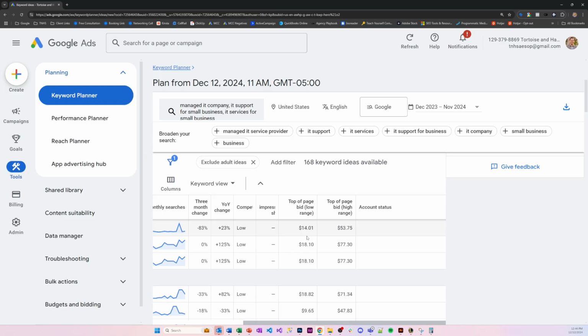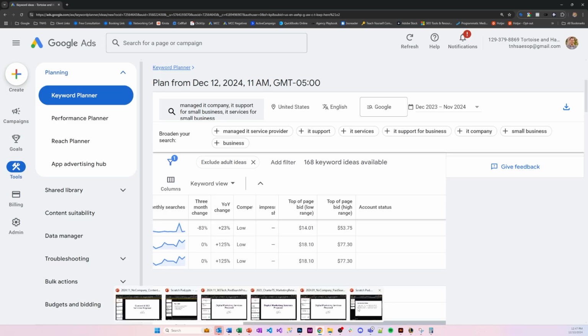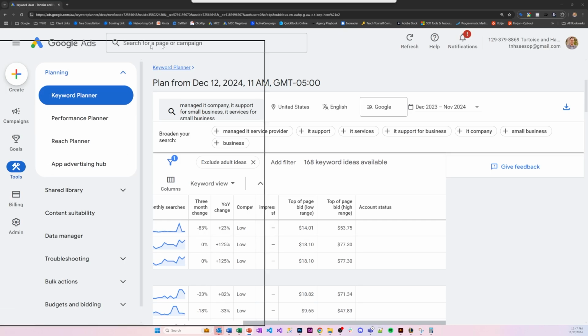We can see that these keywords have a roughly $15-$20 low bid range for those, and then on the high end it's in the $50 to $75 range for those keywords. So kind of keep those numbers in mind for a second, and we're gonna open up this scratch pad here.